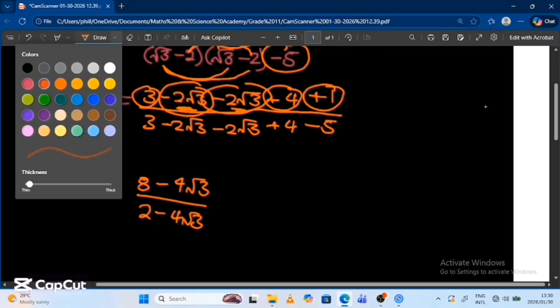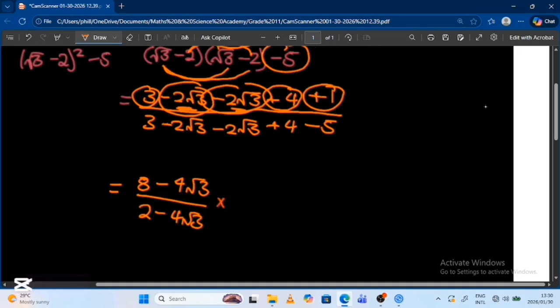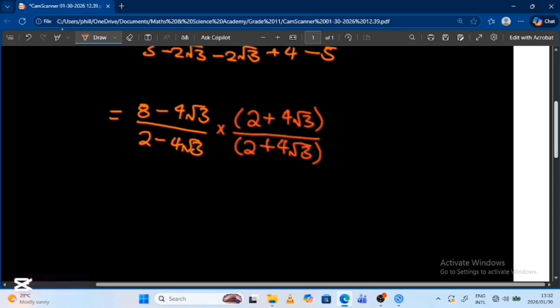From here, I'm going to multiply by what you call the intelligent one. What do I mean by an intelligent one? We already know that x over x is 1, and x plus 1 over x plus 1 is also 1. So this means that x plus 1 over x plus 1 is our intelligent one, and we'll try to maneuver around that. Choosing our intelligent one now is going to be 2 plus 4 root of 3 over 2 plus 4 root of 3. We choose 2 plus 4 root of 3 because we want to make the denominator a difference of two squares.